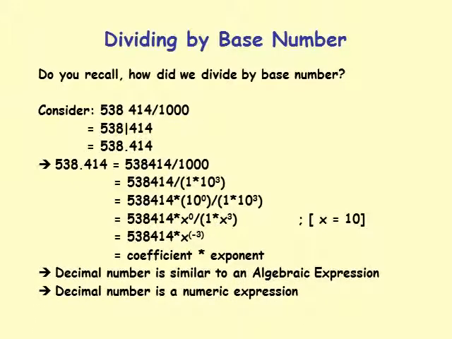Okay, and a decimal number is similar to an algebraic expression. In algebra they are monomials, binomials, trinomials, etc., and polynomials, and a decimal number is a monomial. Okay, let's continue here. A decimal number is a numerical expression.